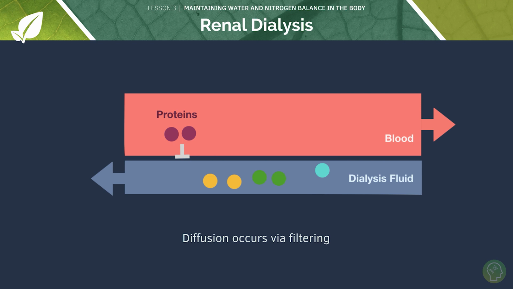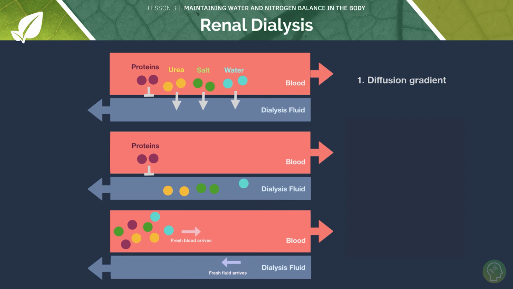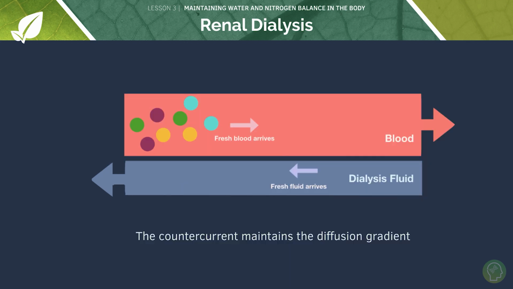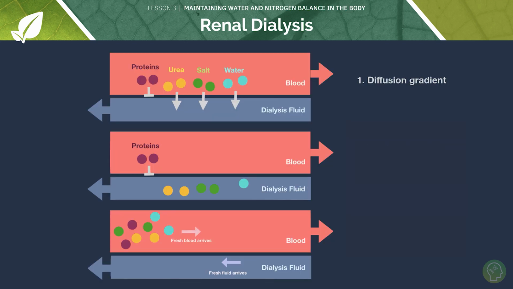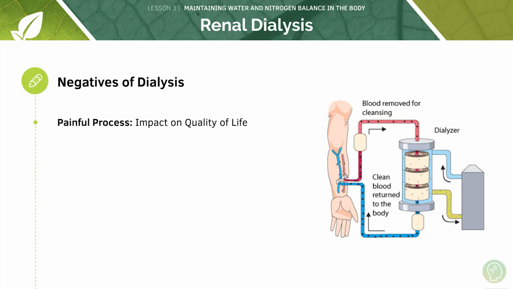And this maintains a diffusion gradient, basically, because we need a diffusion gradient in order for urea, salt and water to move out of the blood in order to maintain an optimum concentration of these in our blood. But the membrane is special in the sense that it's not going to allow proteins to move across, because remember, we don't want to lose proteins in our blood. So diffusion occurs via filtering, basically in the same way that occurs in the nephrons in the kidney. And as I said, the countercurrent maintains the diffusion gradient.